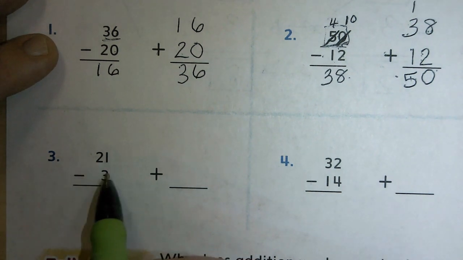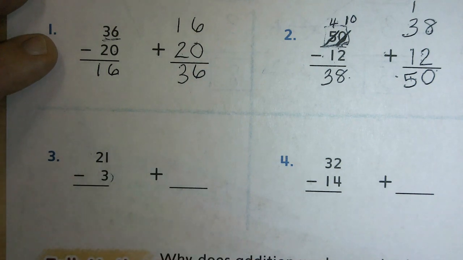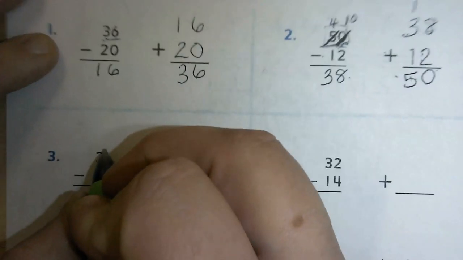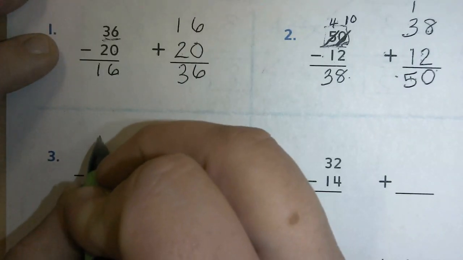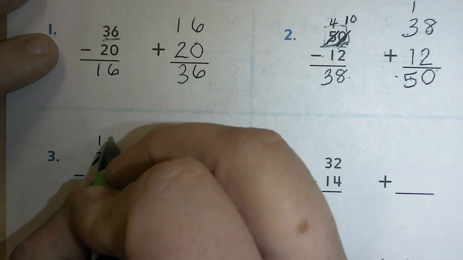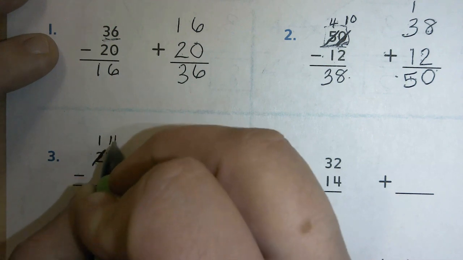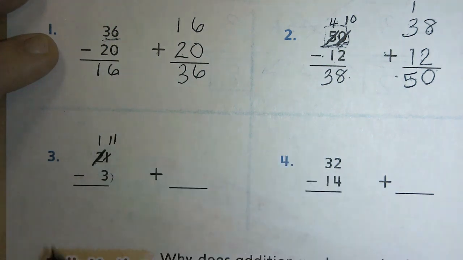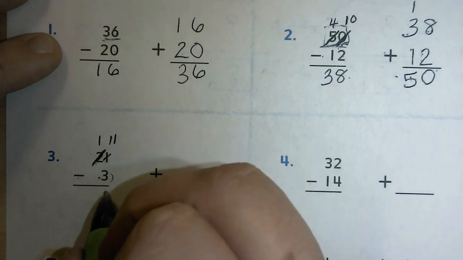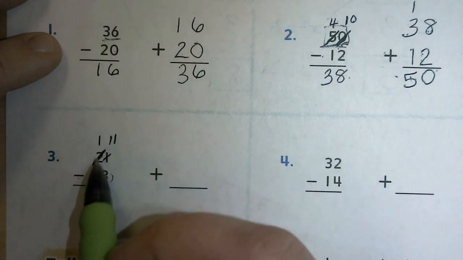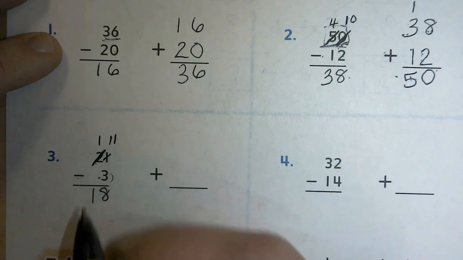I have 1 minus 3. Well, my bottom number is larger than my top number, so that won't work. I need to regroup. When I regroup, I'm going to change this to a 1 because I'm going to take 1 away from it. That 1 comes over, and my ones place comes up. 11 minus 3. Start at 11 and count backwards 3 times. 11, 10, 9, 8. My 1 minus 0 is still going to be 1.